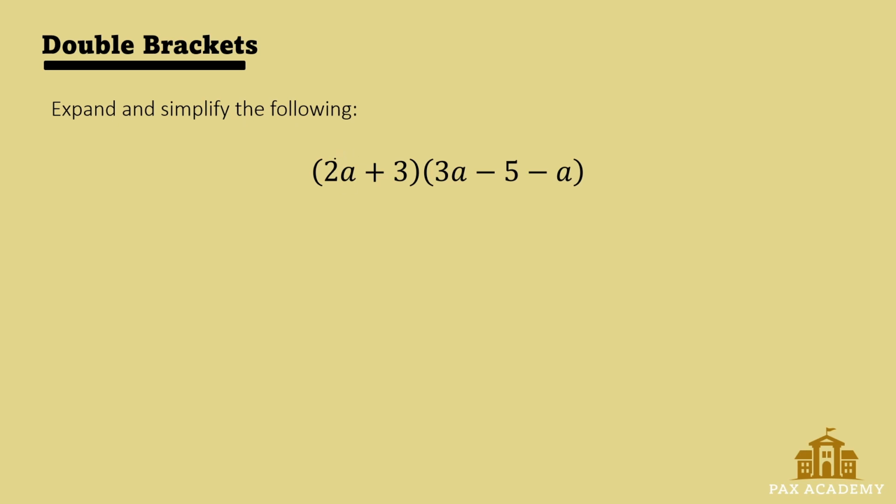So we take the first term in the first bracket, 2a, and we multiply that by each term inside the second bracket. So times 3a, times minus 5, and finally times minus a. Very good. And then the second term in the first bracket, plus 3. We multiply that by 3a, also by minus 5, and we also multiply by minus a.